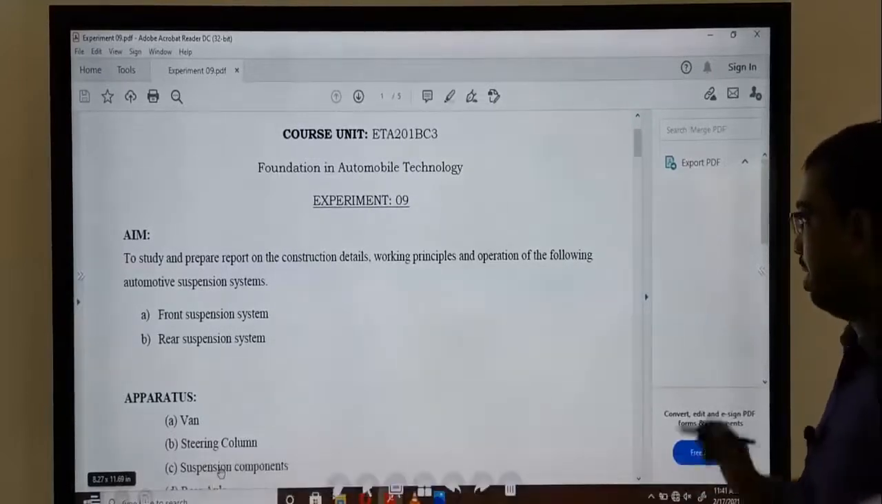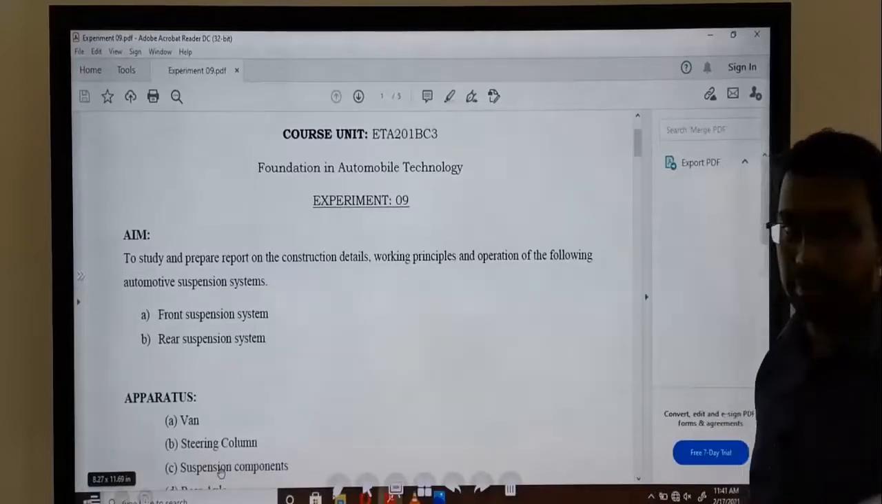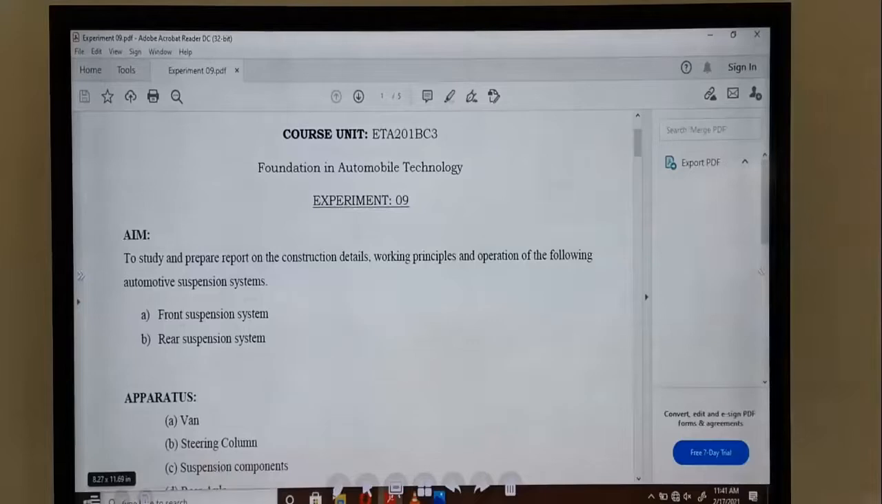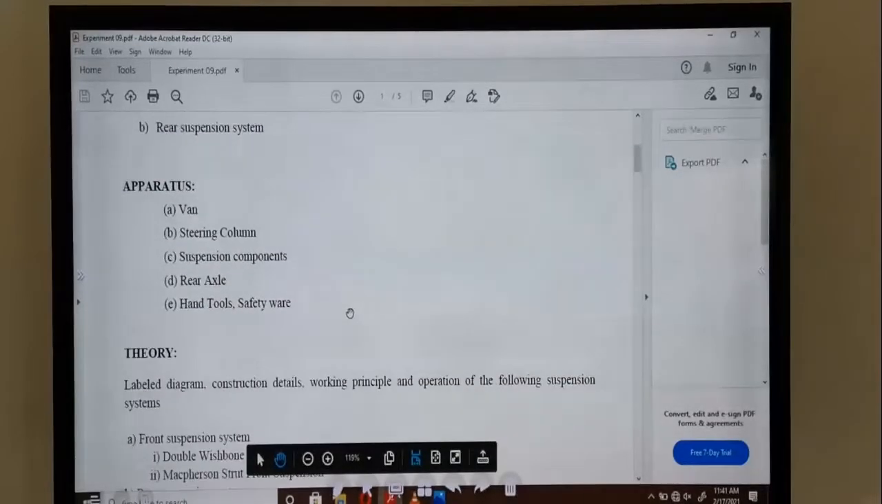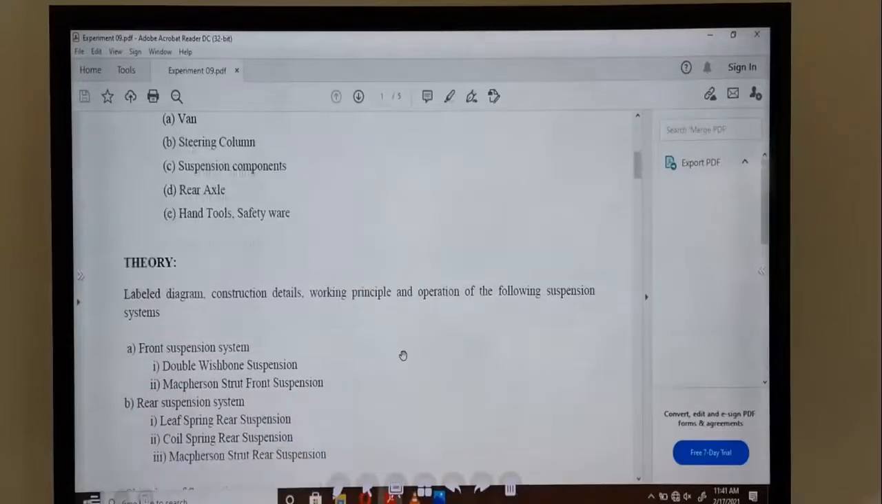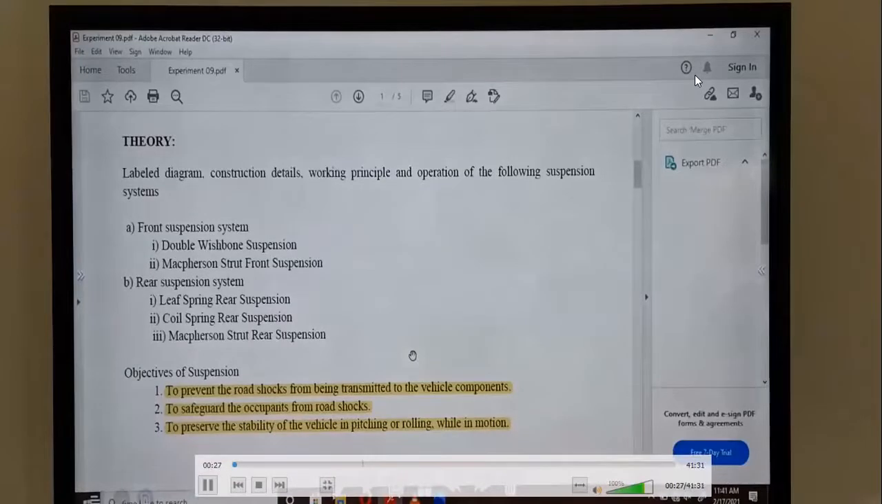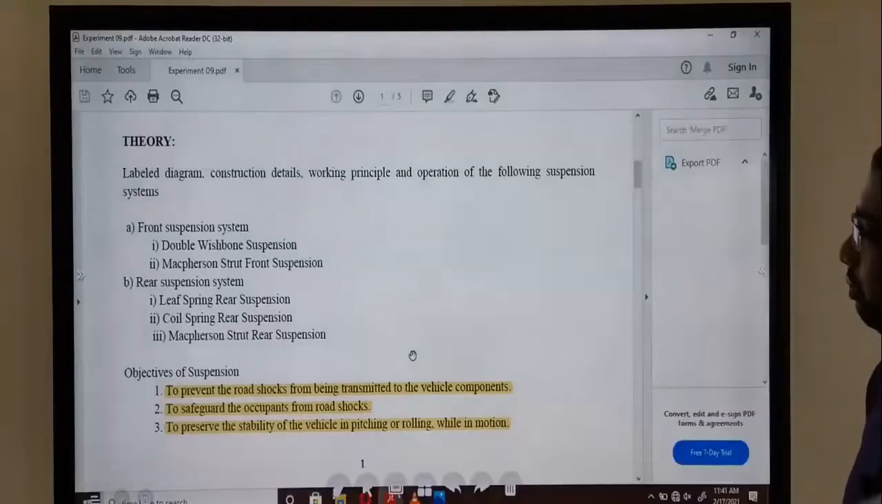Okay, today our ninth practical is the suspension system. So now you can see the left seat. These are the apparatus, and let's enter the theory part.